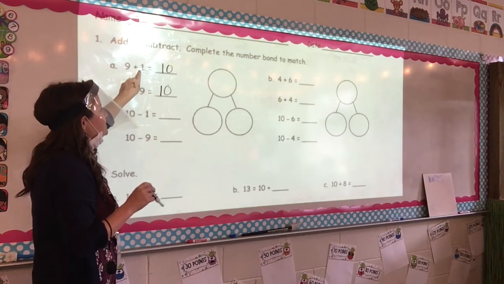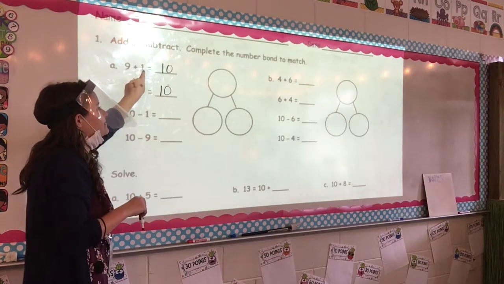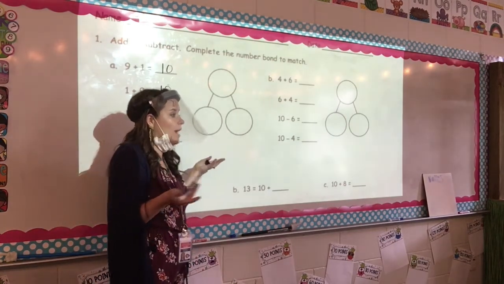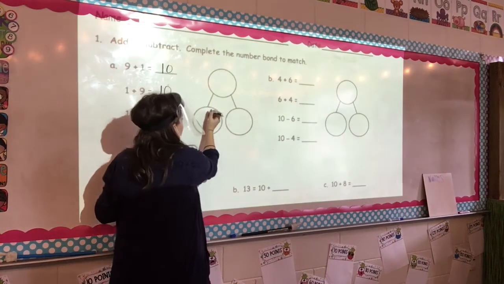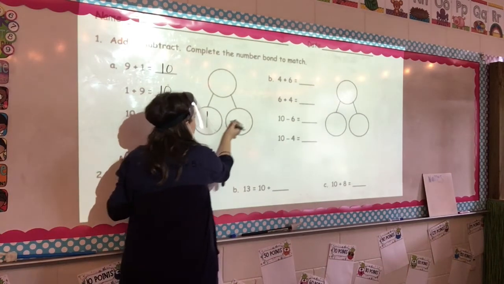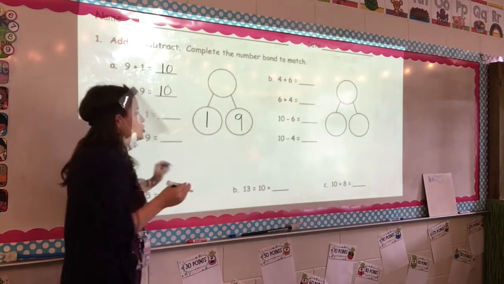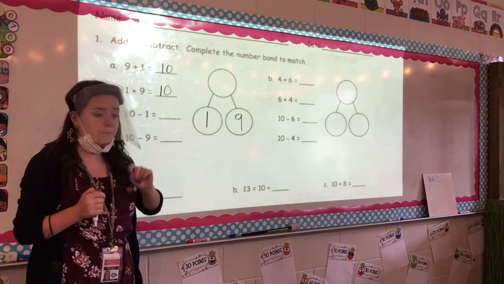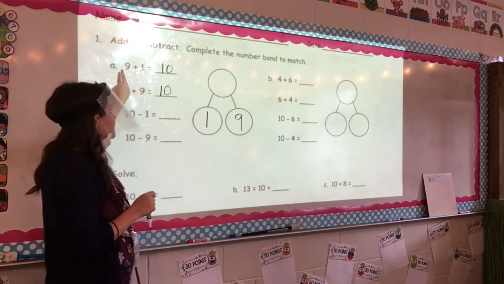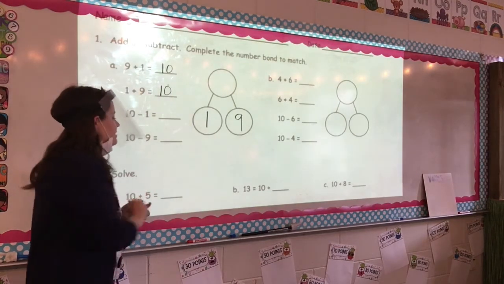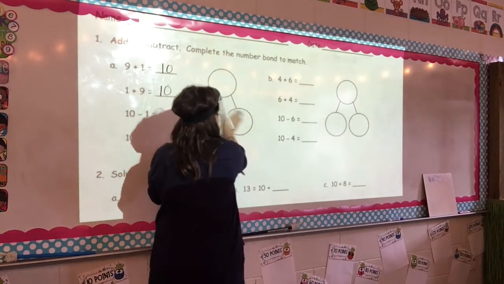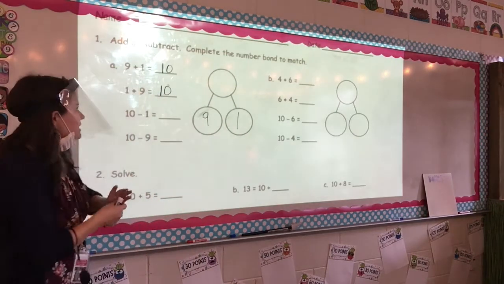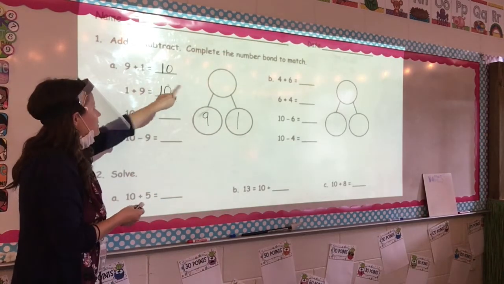One of the parts is 9. One of the other parts is 1. So let's fill in the parts. It doesn't matter which one goes where. I'm just going to put 1 in this one and 9 in this one. Just make sure you leave the top blank because that's where our total's going. So on your paper, in that number bond, one of the parts is 9. The other part is 1. Now if you wanted to write it like this, 9 in this one and 1 in this one, that works too. Just like 9 plus 1 is 10, 1 plus 9 is 10.